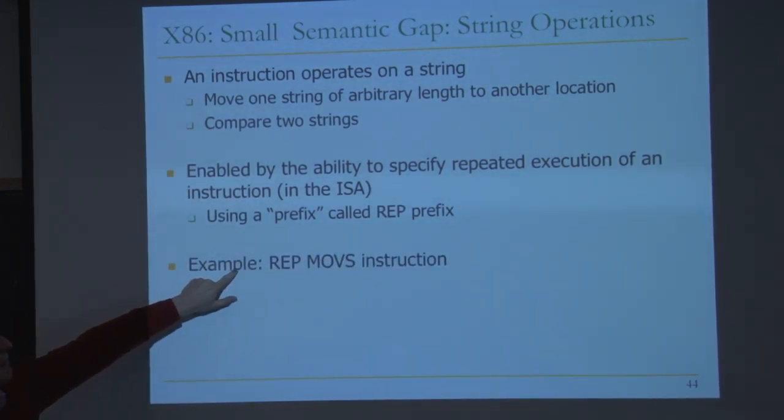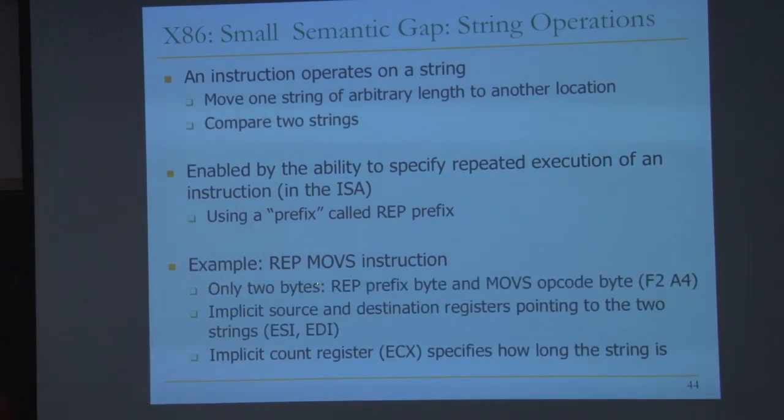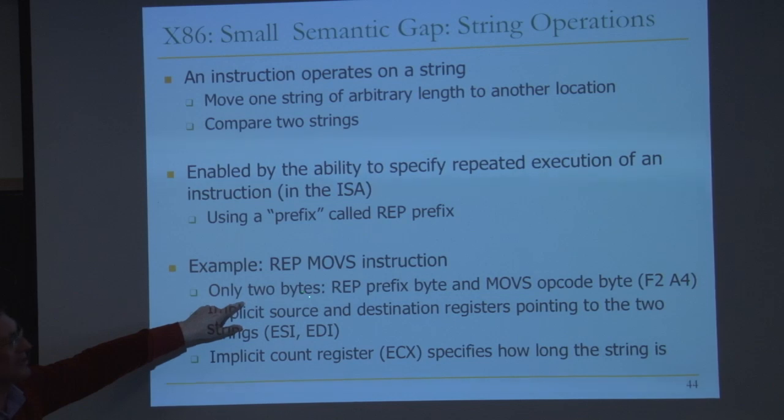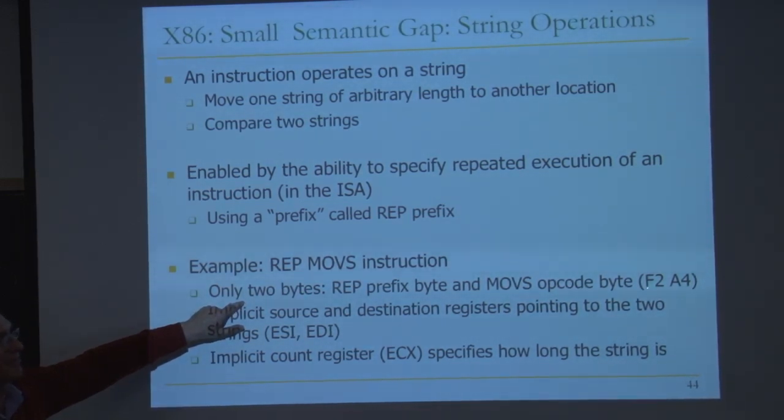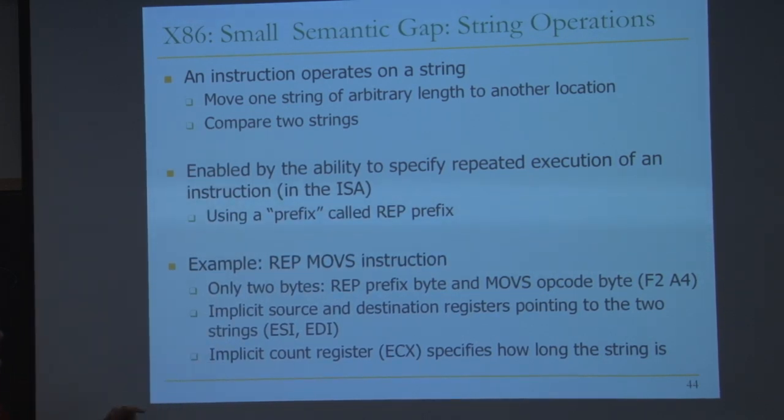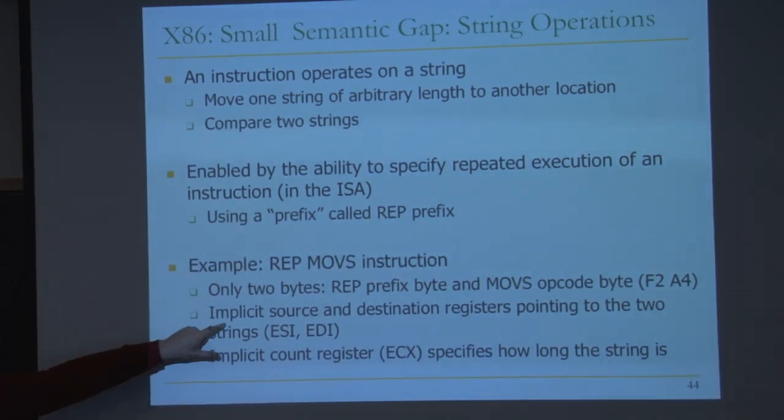For example, you have a repeat moves instruction. The instruction opcode is moves, move string, but you prefix it. The prefix is kind of a part of the instruction that specifies whether or not you should repeat this instruction. Do it repeatedly. The instruction is only 2 bytes, actually. You have a repeat prefix byte and a moves opcode byte, these two, which is really simple, right? Well, simple in terms of decoding.